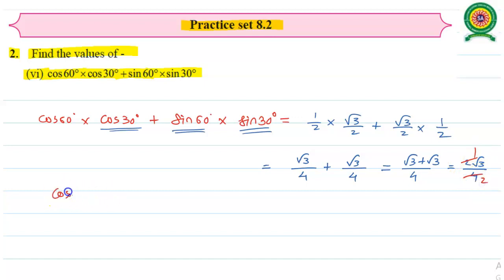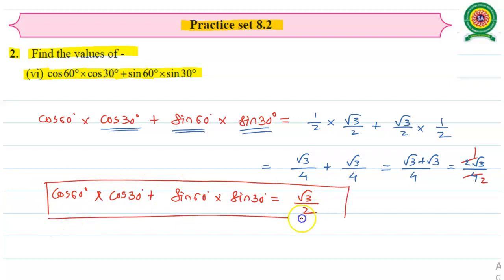So the value of cos 60 degrees into cos 30 degrees plus sin 60 degrees into sin 30 degrees is equal to root 3 divided by 2.